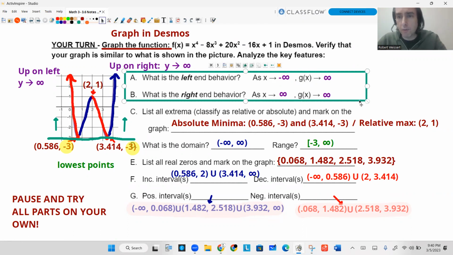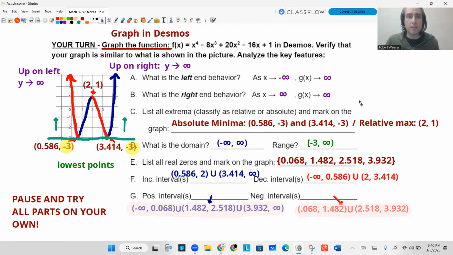Oh gosh, I hope that was helpful for you. That's all the critical points of any sort of polynomial graph that you'll have to work with. And go ahead and try the practice assignment, the 3.6 practice assignment on your own.